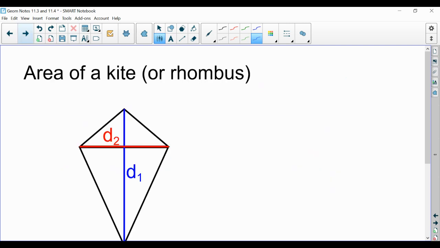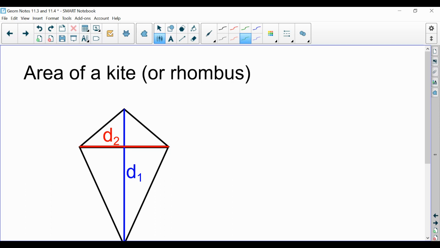Okay. Onto kites or rhombuses. Now, I don't believe a kite is a rhombus. I think those two are mutually exclusive, and I know that there are some people in the mathematical community that disagree, and that's fine. Anyway, if it's a rhombus, you can use base times height. A kite, you can't, and so we're going to come up with the formula that's on our formula sheet, 1/2 d1 times d2. Where does that come from?